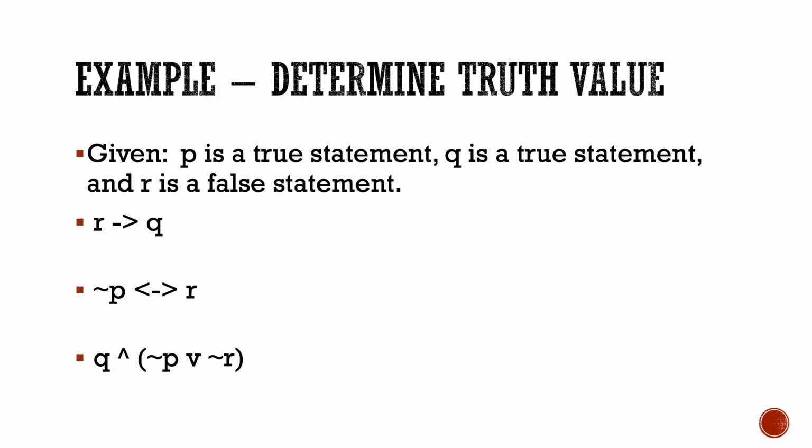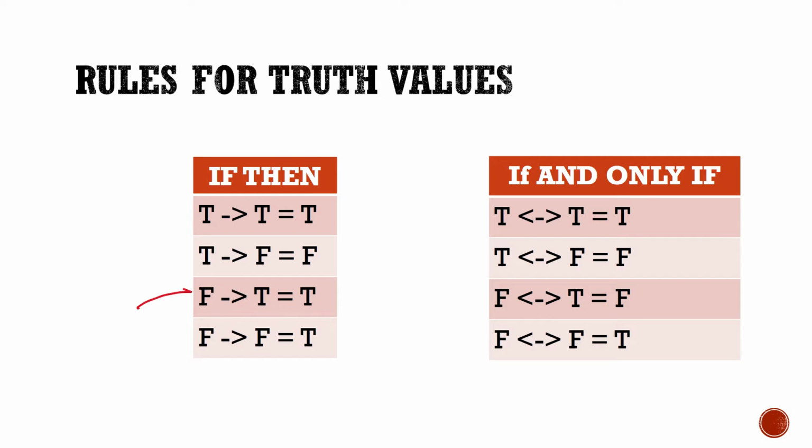So now we're looking at if R, then Q. Let's get our truth value for R. R is false. I'm going to use my arrow. And now I'm going to do the truth value for Q. Q is true. So we'll go to our if then box. We're looking for false, then true. False, then true, has a truth value of true.